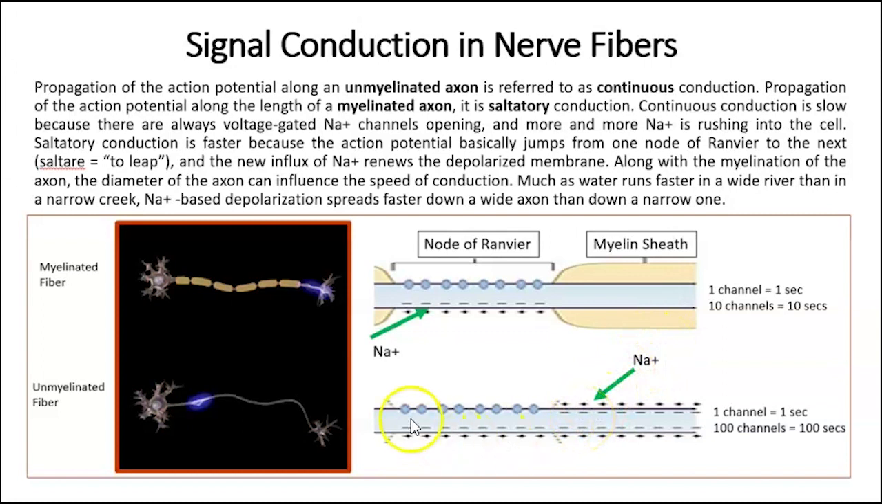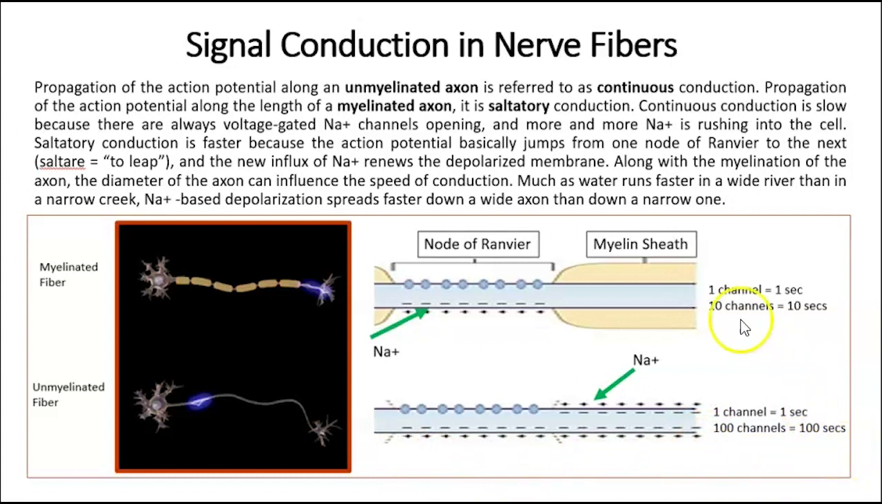So let's say that from here to here, there are 100 channels for sodium, and you need, let's say, 1 second to open each channel. So how many seconds will it take you to take the information from here to here? Since you have 100 channels, it will take you 100 seconds because you need to open every single channel from this point until the end. So how long does it take to go from this point to this point right here? It's going to take you 100 seconds.